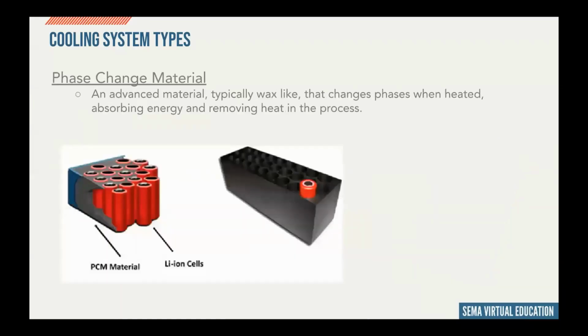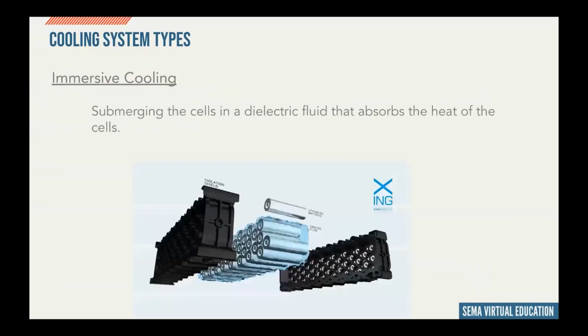Phase change material, which is becoming somewhat more popular, relies on a wax-like material that changes phases when it's heated. So as it changes phases, it absorbs the energy and removes the heat in the process. And so these eliminate a lot of thermal propagation between cells, so cells heating up other cells, which leads to thermal runaway scenarios. But phase change materials are very expensive and are typically not as popular in automotive applications.